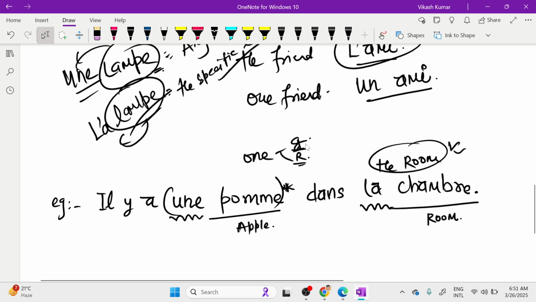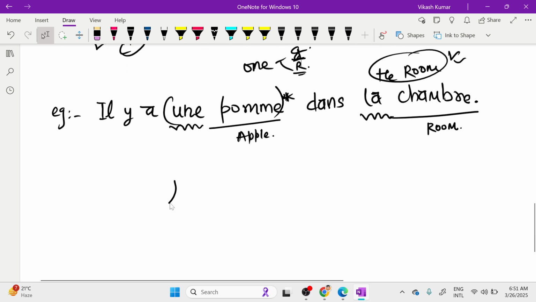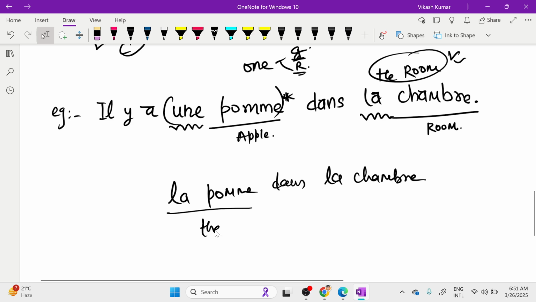So if I say il y a la pomme dans la chambre, then la pomme now becomes very specific, the apple which we are searching for, maybe a very specific unique apple. So la pomme dans la chambre.